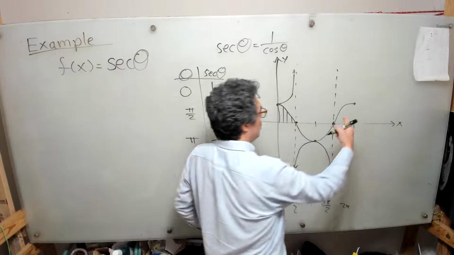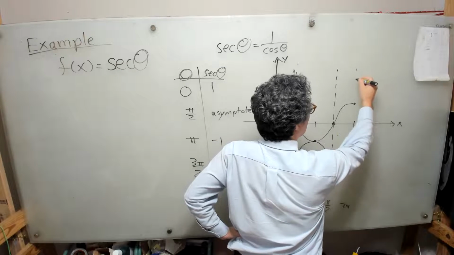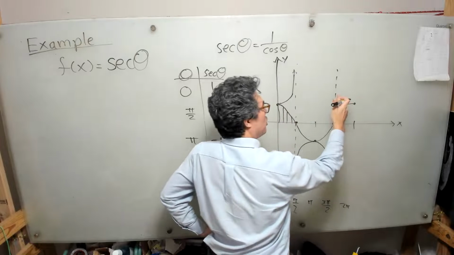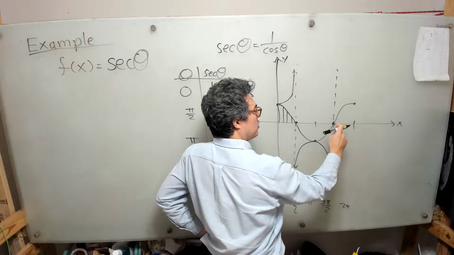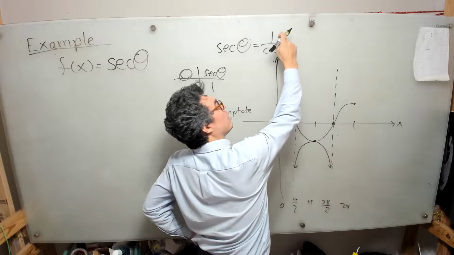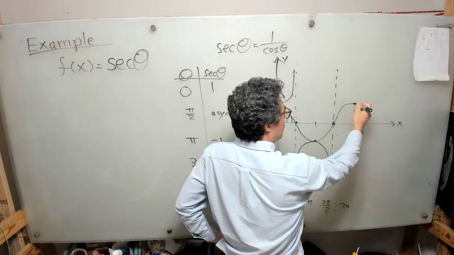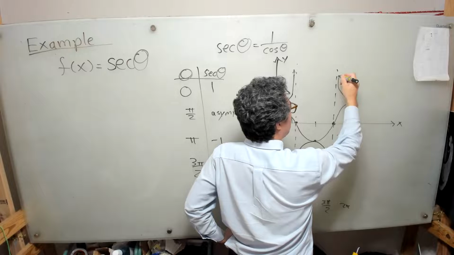Finally, you can see here, oops, not here, I'm sorry. As we approach from this direction, the cosine values are all positive, but they're going to 0. So we're going to have a positive divided by a positive. So it's going to be positive. And we're going to have the asymptote like this.